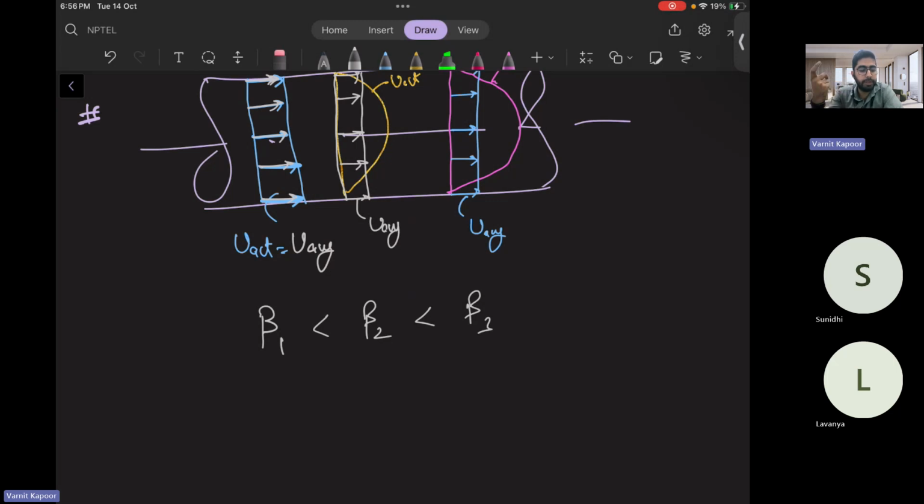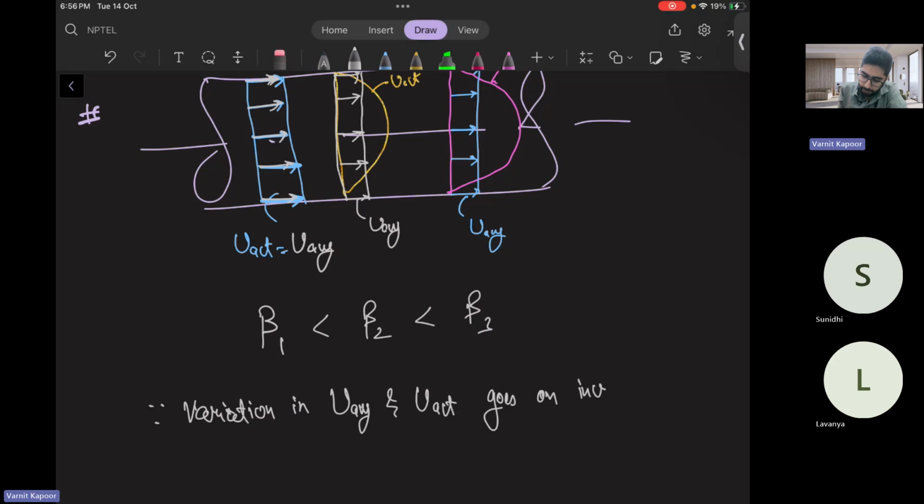So variation between U mean and U actual goes on increasing from 1 to 3, since variation in U average and U actual goes on increasing from 1 to 3. Okay.